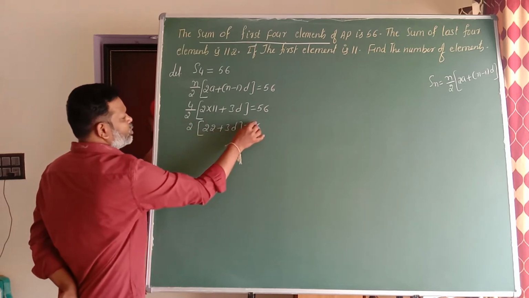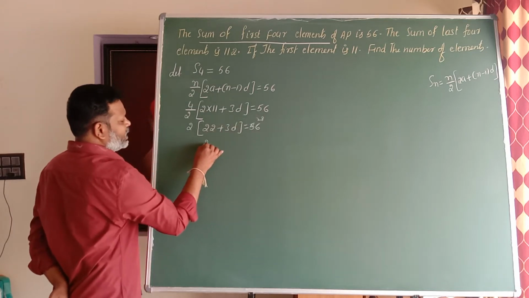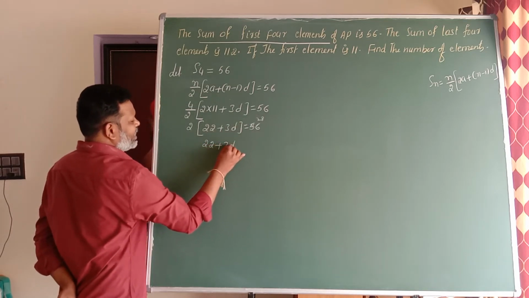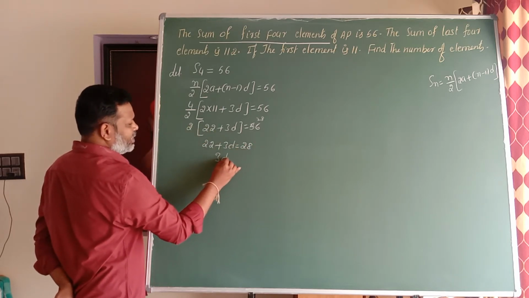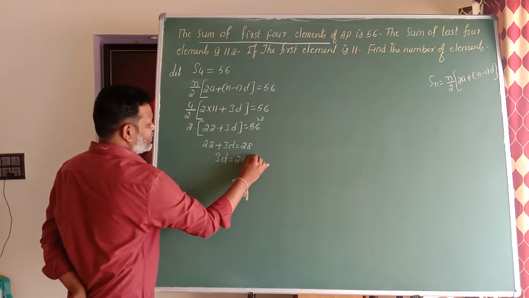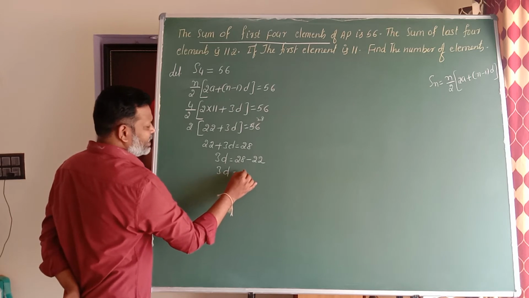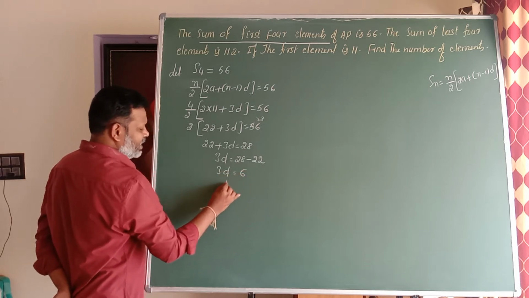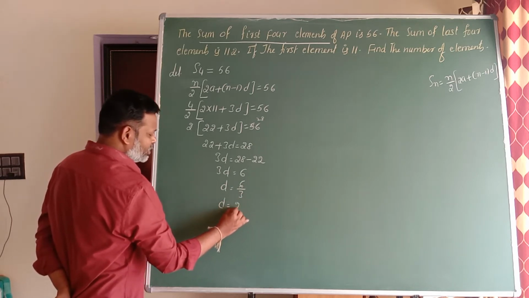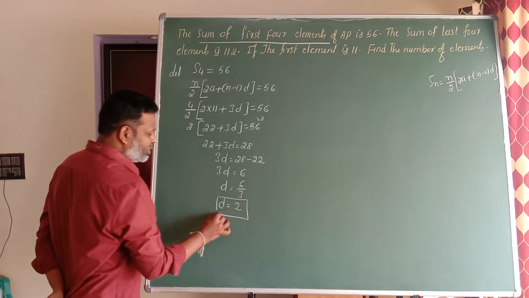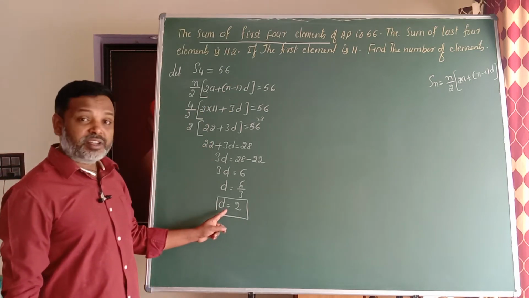Now from 2, 2 twos are 2, 8 twos are 28. So 22 plus 3d is equal to 28. So now 3d is equal to 28 minus 22. Got my point? So 3d is equal to 6. Then d is equal to 6 by 3. Then d is equal to what here? The common difference d is equal to 2. So we have the first element 11 and the common difference 2.